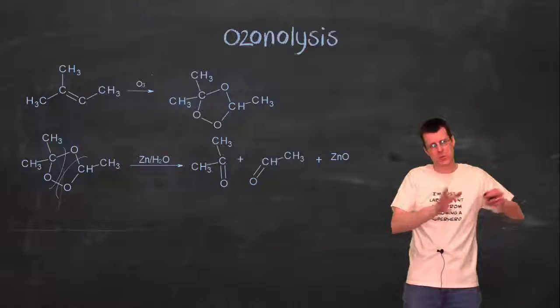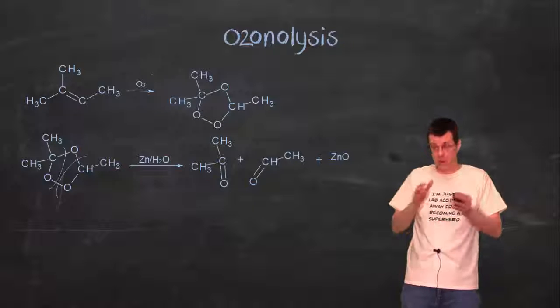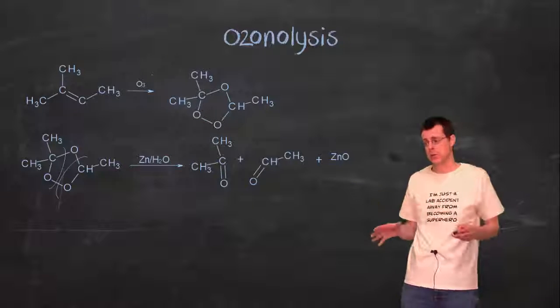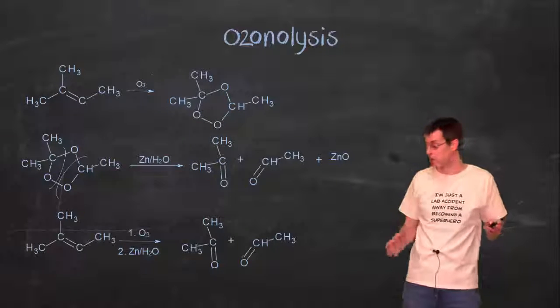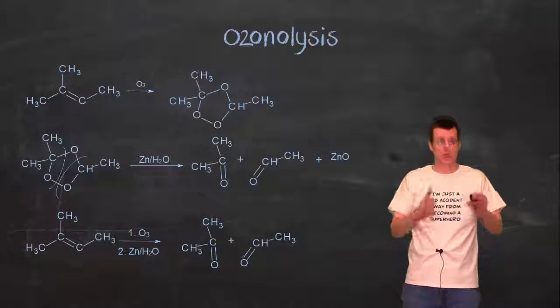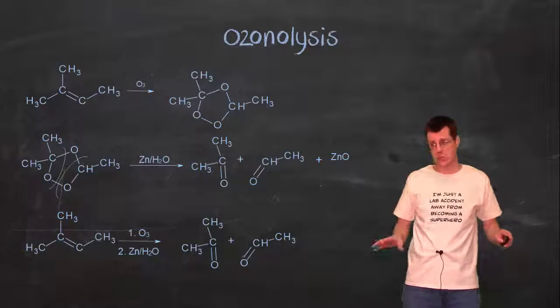One of the oxygens would go to one of the carbons, the other oxygen would go to another carbon, and that third oxygen goes away with the zinc. So everything all works out. However, for our purposes, all we care about is this bottom line where I start with a carbon-carbon double bond and I finish with 2 carbon-oxygen double bonds.